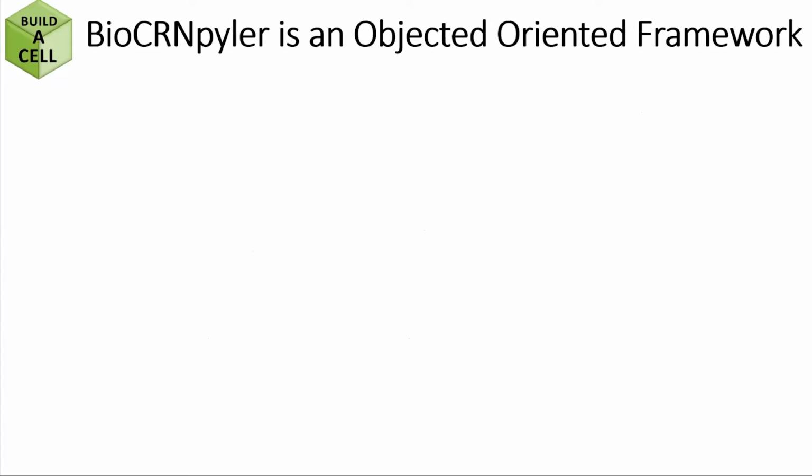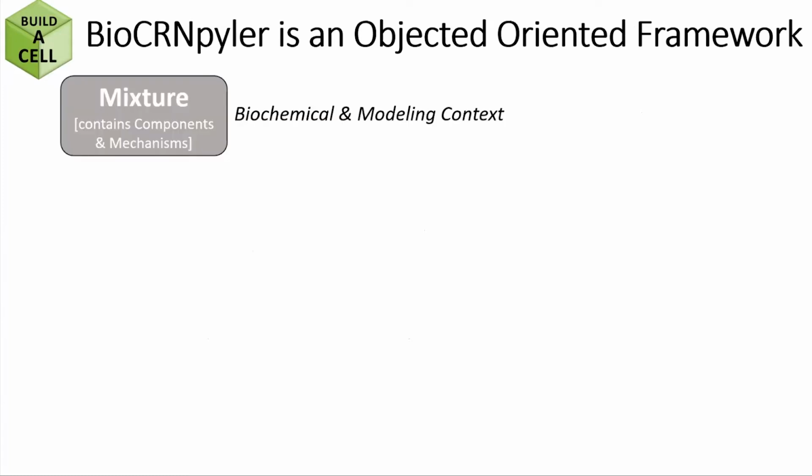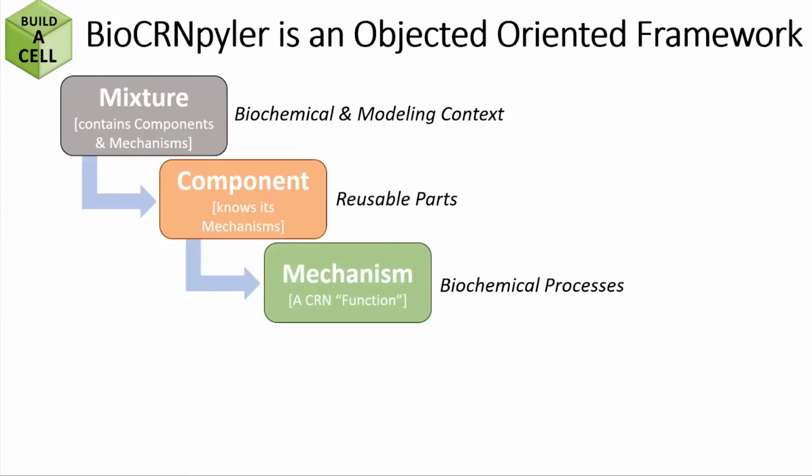If you're a laboratory biologist or bioengineer and you're trying to build models, you're probably going to be more interested in it as a library for building models. But if you're a computer programmer or a computational biologist, Biocompiler is also a framework, and it makes it very easy for you to extend the functionality. All of the things I was talking about, mixtures, components, and mechanisms, are objects in Biocompiler and can be subclassed. And they call each other. They have a defined relationship.